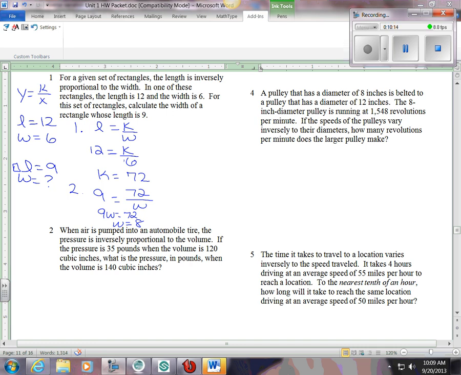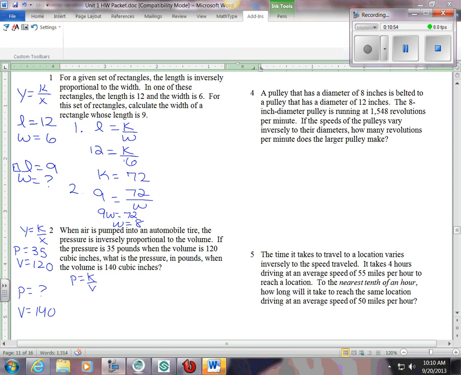When air is pumped into an automobile tire, the pressure is inversely proportional to the volume. Keyword. If the pressure is 35 pounds, when the volume is 120 cubic inches, what is the pressure in pounds when the volume is 140 cubic inches? Okay. So how am I going to start? Use what I have. Good. So I'm going to set up what? P equals K over V.